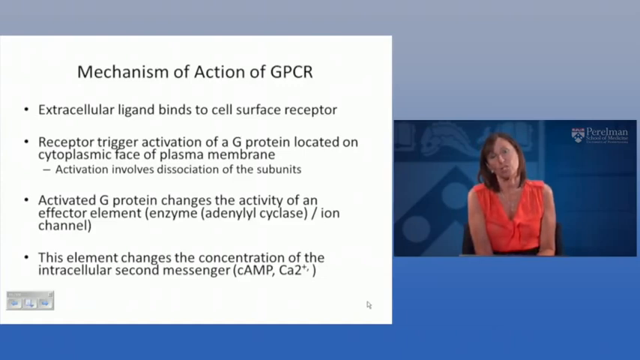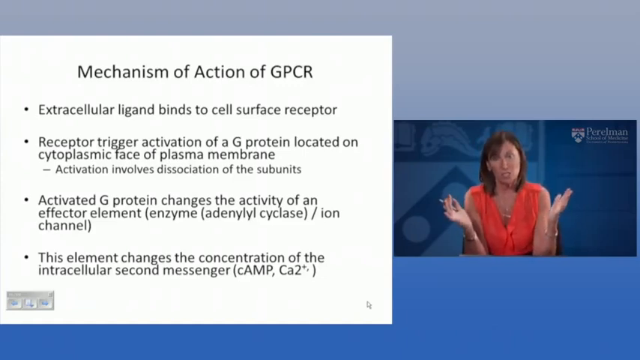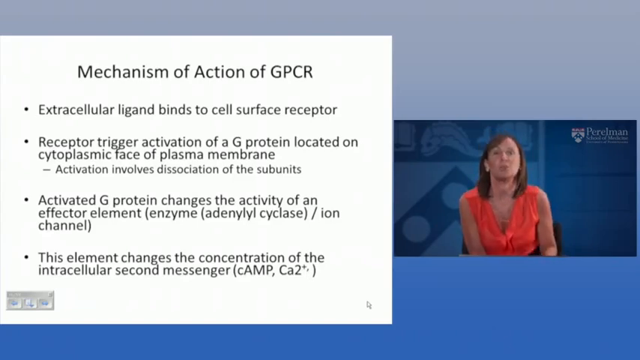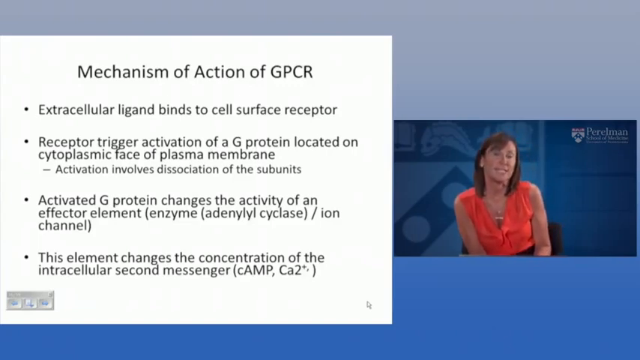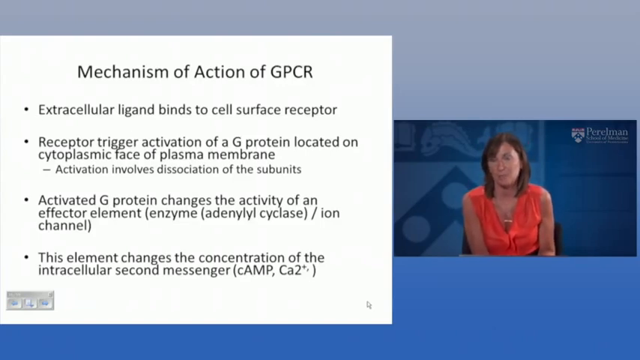This activation of the G protein actually involves dissociation of the subunits. So typically you get dissociation of the gamma subunit from the alpha and the beta subunit. The activated G protein changes the activity of the effector element, which is usually an enzyme or even an ion channel. And the examples of enzymes are adenyl cyclase, phospholipase C, PLC, or phosphokinase C, just being some examples of enzymes whose activity is altered when a G protein is activated.